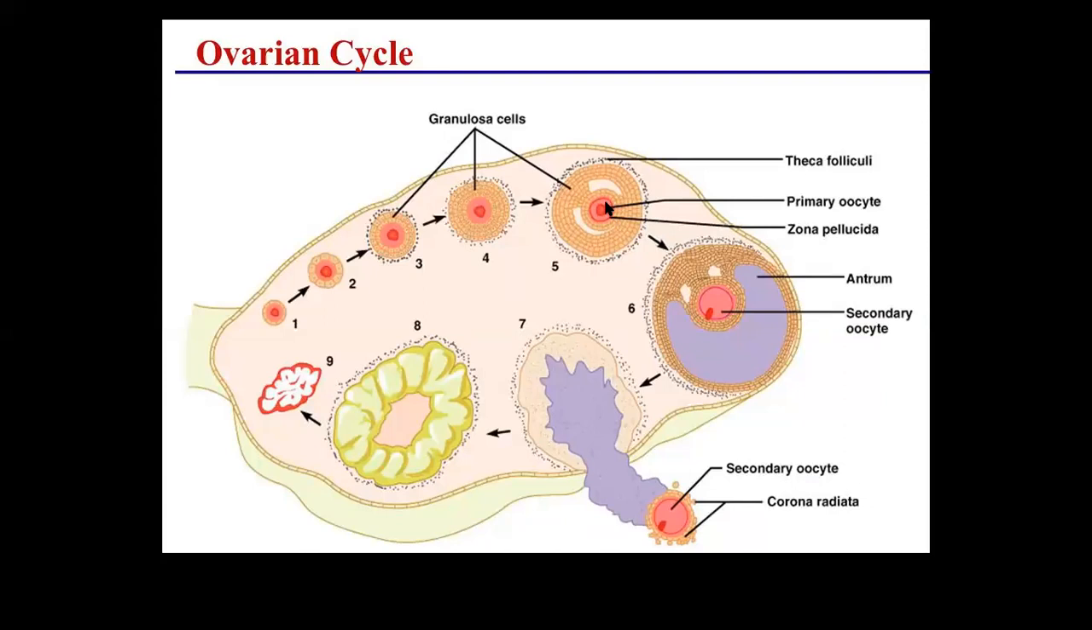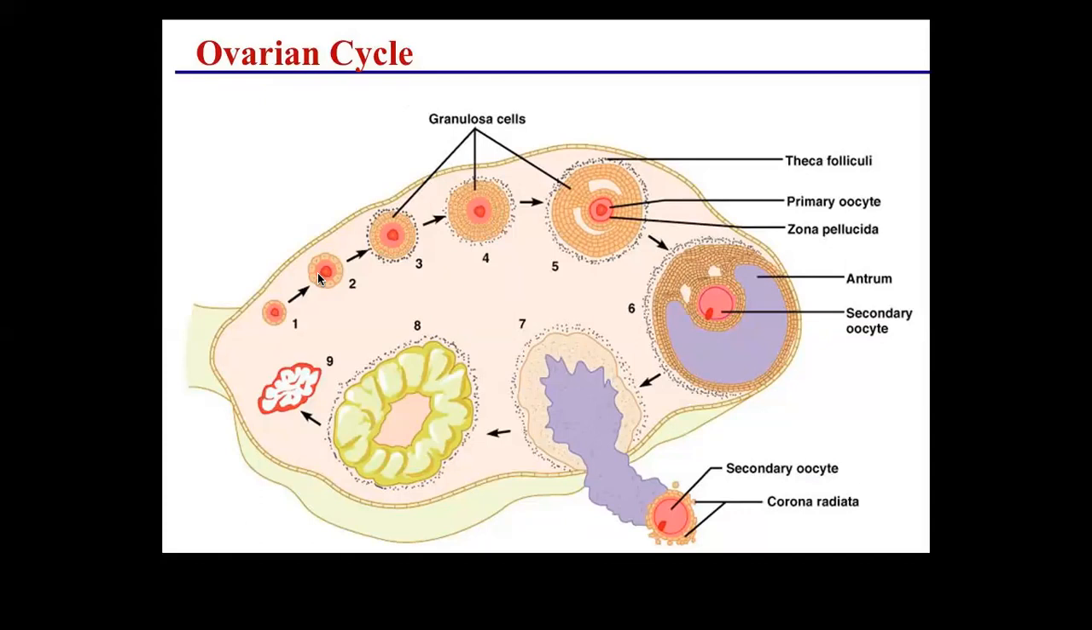Are you all clear with me? What did I say? Oogenesis is happening inside the oocyte. Now this is the ovarian cycle. The ovarian cycle contains follicular changes. What are the follicular changes happening? First we have the primordial follicle. What is a primordial follicle? The oocyte plus the follicular cells which are in simple squamous epithelium.